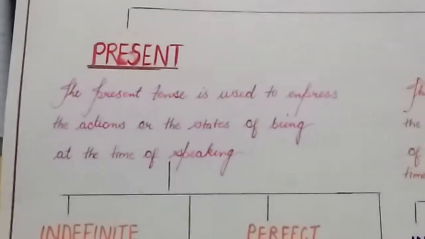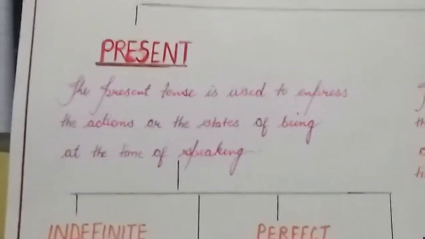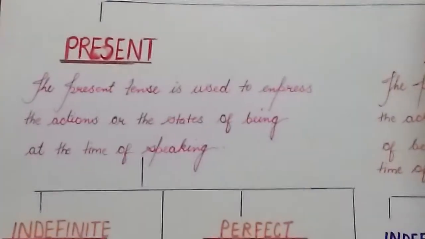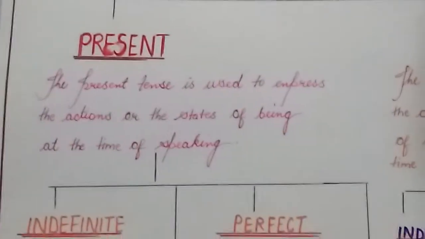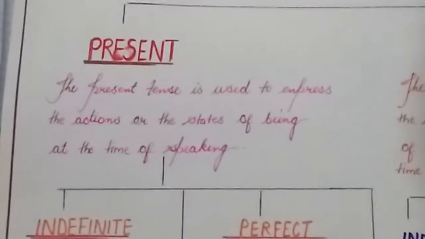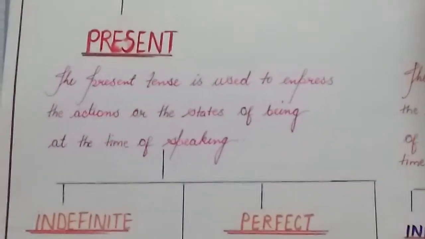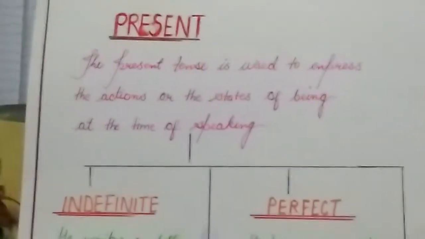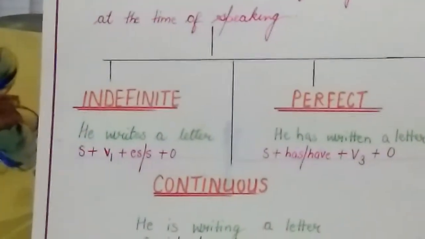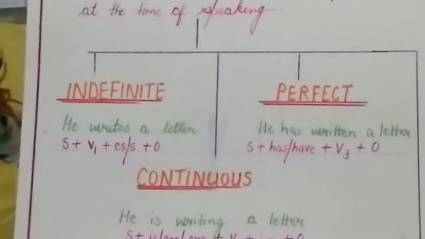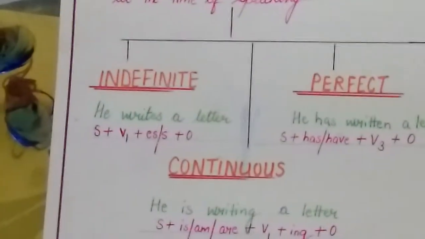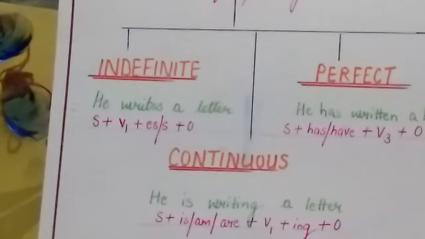Sequentially, present indefinite is also known as present simple or simple present tense. For example, he writes a letter. Structure of simple present is subject plus verb first form plus s or es plus object.